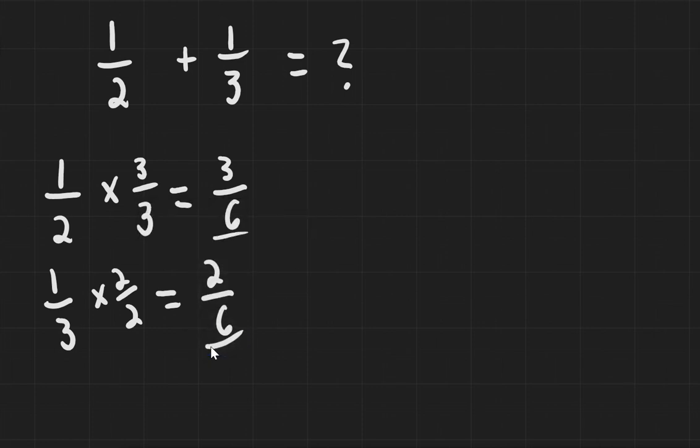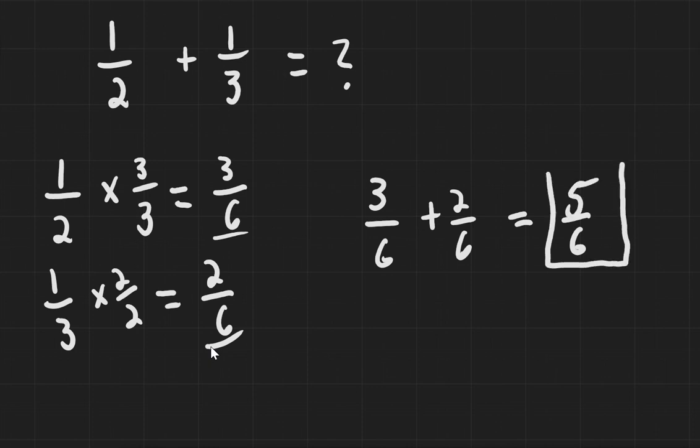with common denominators. So now I can say, hey, 3 over 6 plus 2 over 6 equals, bring the 6 over, since now we have common denominators, 3 plus 2 is 5. That equals 5 over 6. So 1 over 2 plus 1 over 3 equals 5 over 6. And the same can be done when we subtract these. Again, 3 over 6 minus 2 over 6 equals 1 over 6.